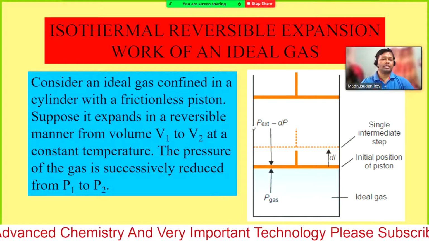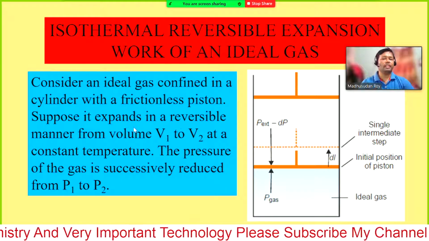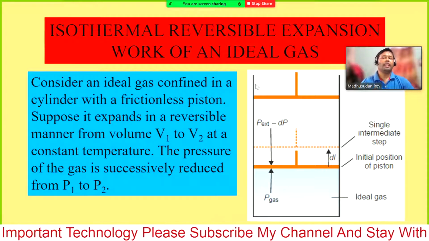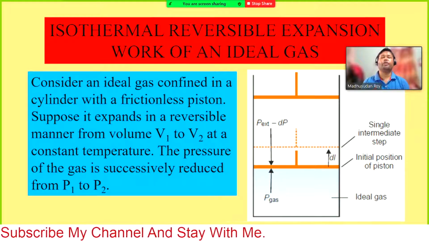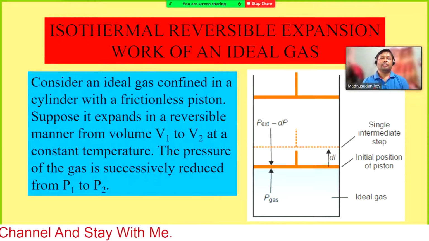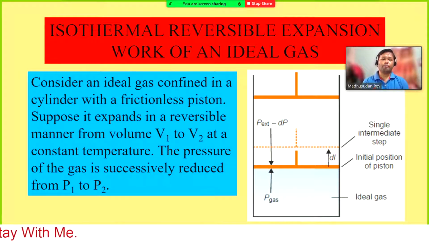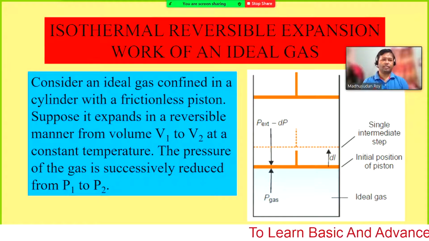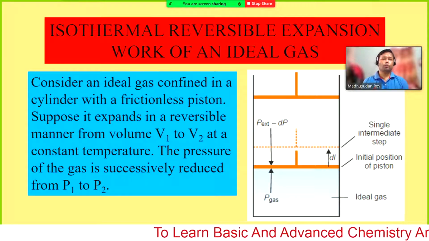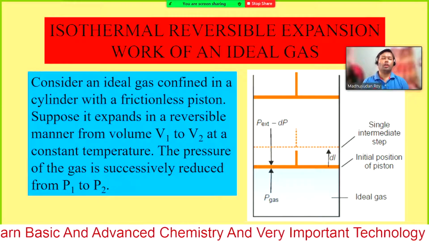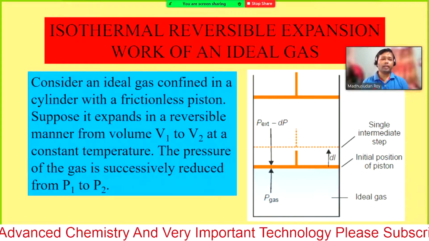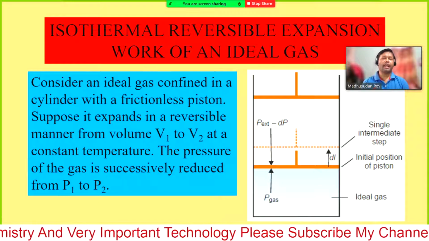Consider an ideal gas. Everything is the same as what we have considered, just now we are considering an ideal gas. Ideal gas means you are familiar with the ideal gas equation, PV equals nRT. That type of formula can be applied for these types of gas or system. So, isothermal reversible expansion work of an ideal gas. Let us calculate how much work is performed when we are changing the volume or pressure of a system containing an ideal gas.